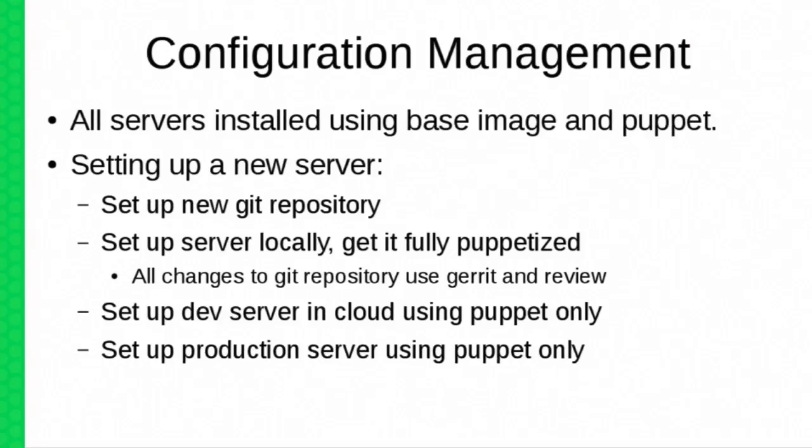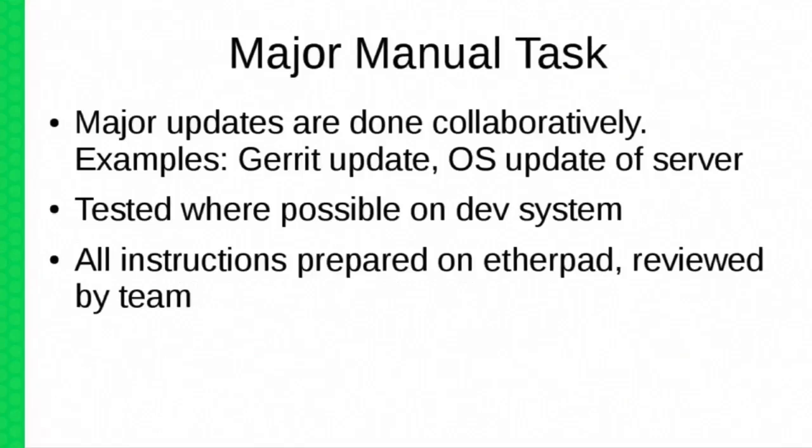And major manual tasks, like an update of Gerrit or an operating system update, are done in a collaborative way. So for a Gerrit update, that is tested as much as possible on the development system. And then if there are manual steps involved, the team prepares an Etherpad and writes down first the outline of steps that need to be done, then adds for each step the commands that need to be executed. Those are tested on the development server and other team members review them for such bigger tasks.